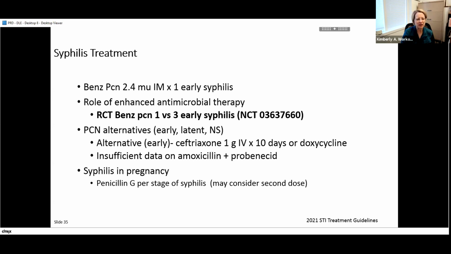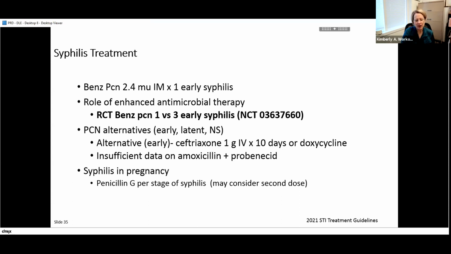What about penicillin alternatives? Are there any new data? We have a couple of new studies looking at ceftriaxone. Recommendations would really be for prolonged therapy, up to 10 days. We have limited data on doxy, but the data we have shows that it looks like it's effective. So it is an option, but the data is more limited.